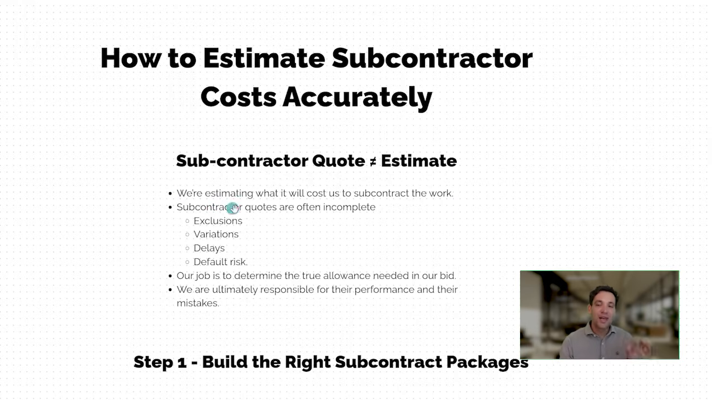At the end of the day, we're estimating what it will cost us to subcontract the work, not just the subcontractor quote. This means we have to include things like scope gaps, exclusions, variations, delay, default risk. What happens if your subcontractor goes broke? Our job is to determine the true allowance needed in our bid. This is fundamentally much more difficult than taking a quote and plugging it into a spreadsheet.